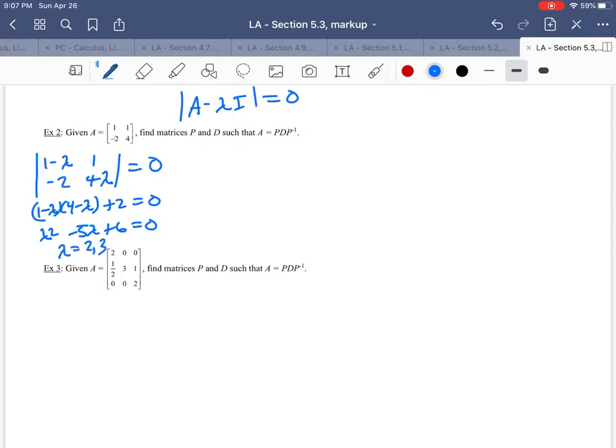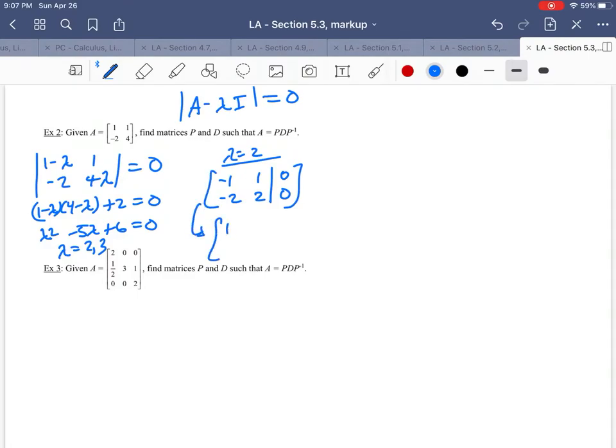So I have to find their corresponding eigenvectors. When you have lambda equals 2, basically what we're doing is putting that back over here. And so if I put a 2 there, I get negative 1, 1, negative 2, and 2. I augment that with zeros, and you do your row reduction.